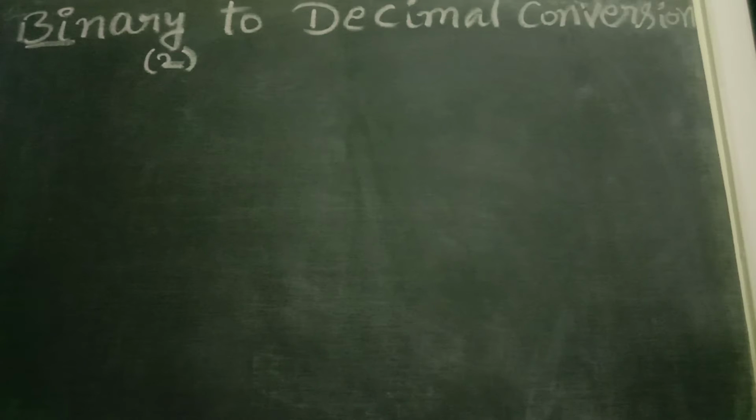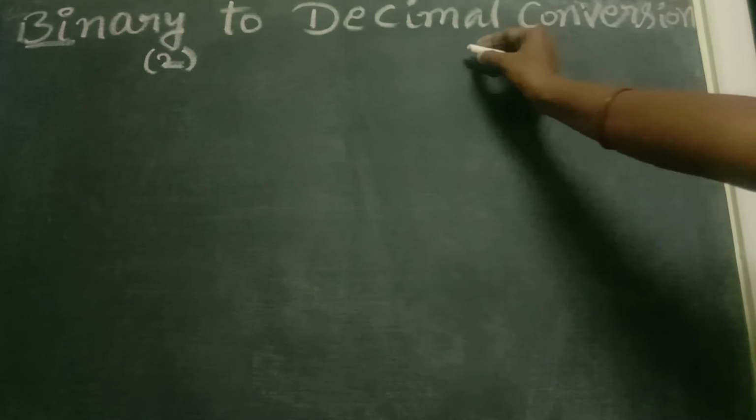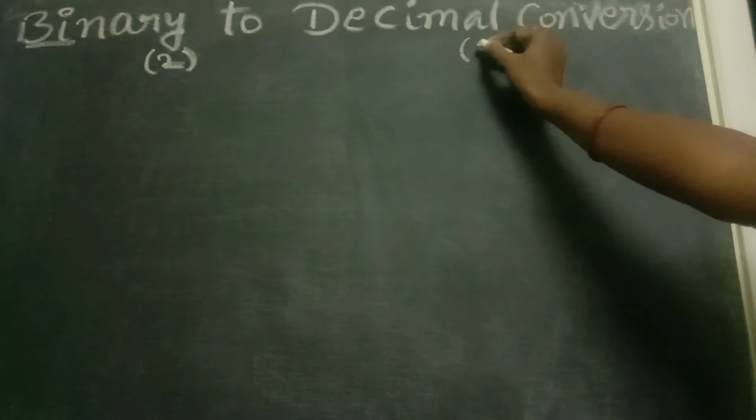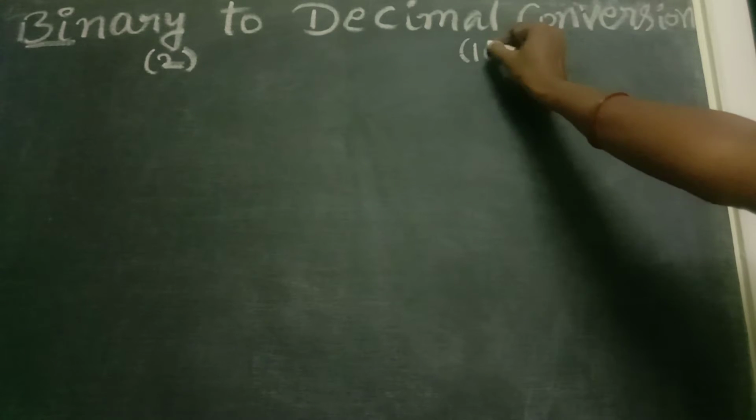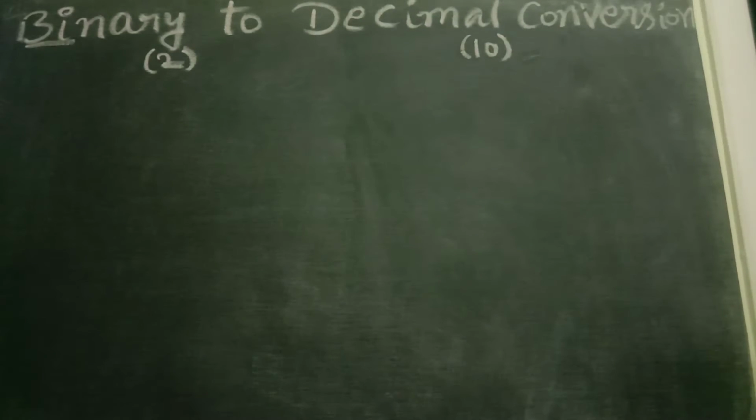The decimal numbering system consists of 10 digits, that is 0 to 9. So the suffix of the decimal numbering system is 10.